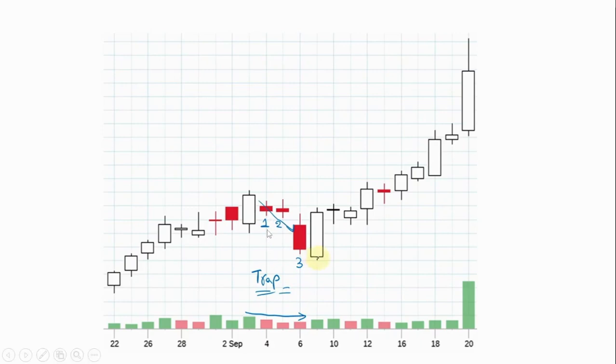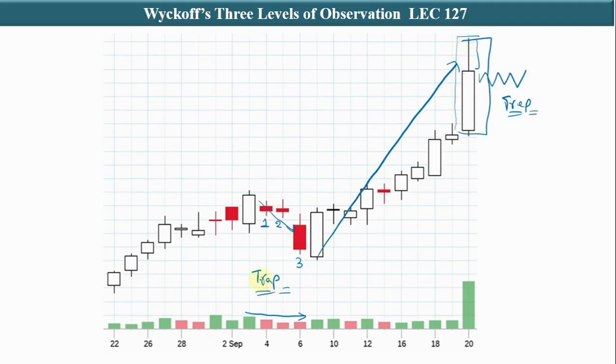This is the trap, day 1, day 2, day 3, isn't it? After this trap, the stock price is increasing. Just see here. That's what is happening here. After the trap, the stock price is increasing.